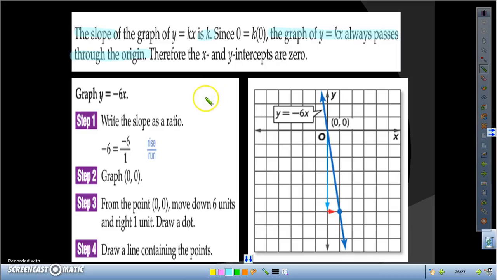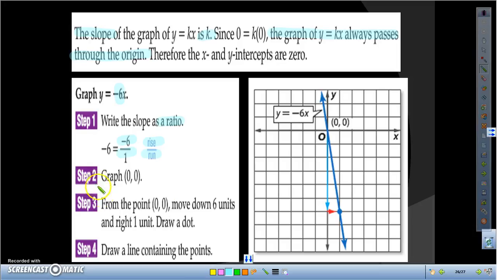So, first of all, I look at my equation and identify the slope and write it as a ratio. So -6 as a ratio gives me -6 over 1, which gives me a rise and a run. That's why I'm writing it as a ratio, because I want the rise and the run values.